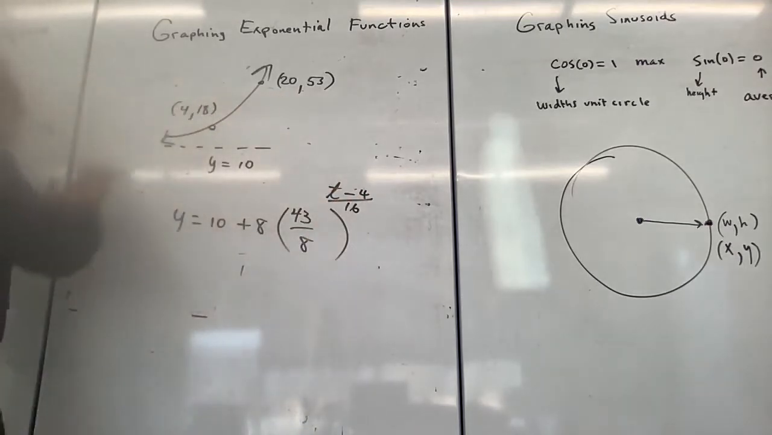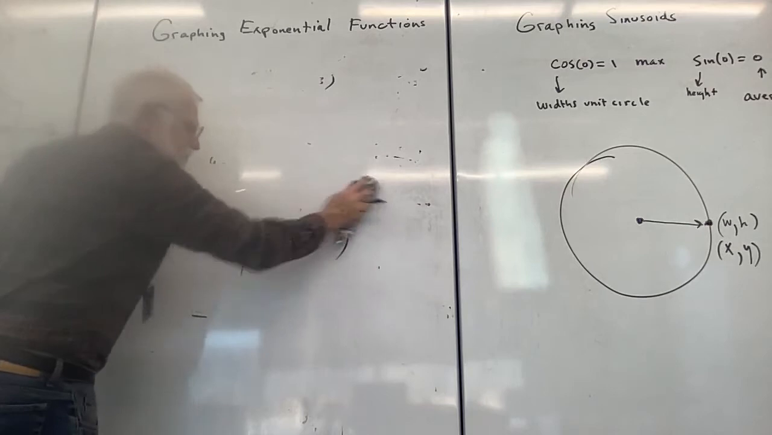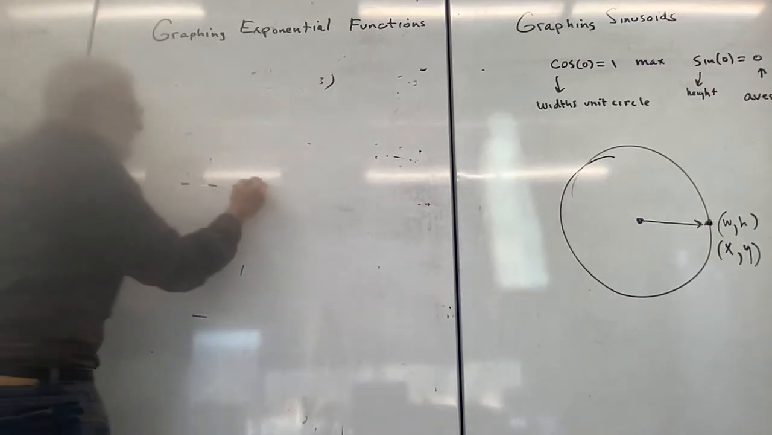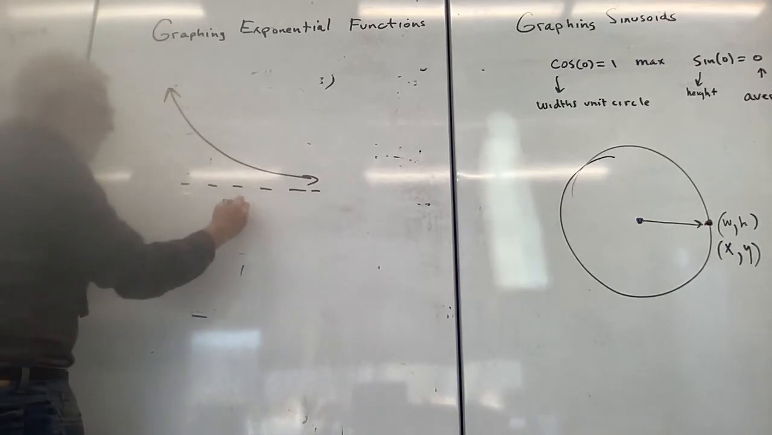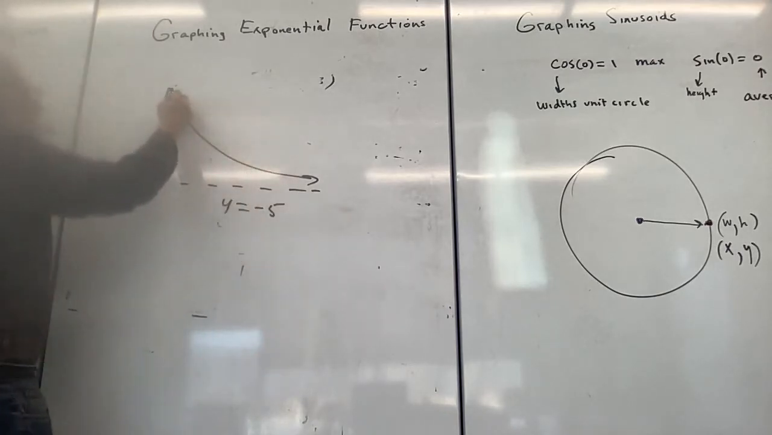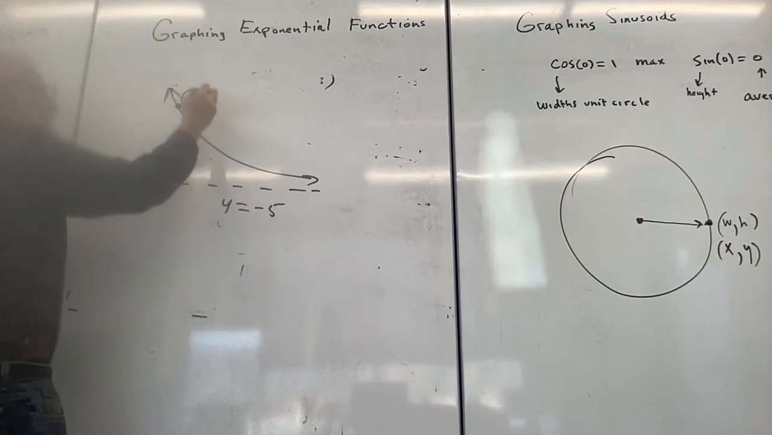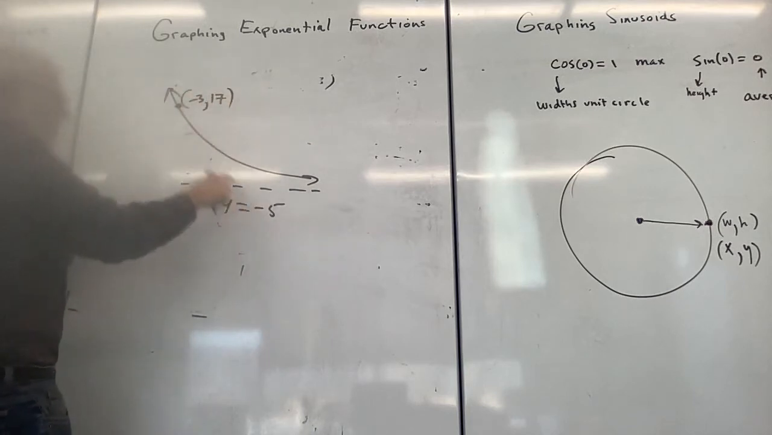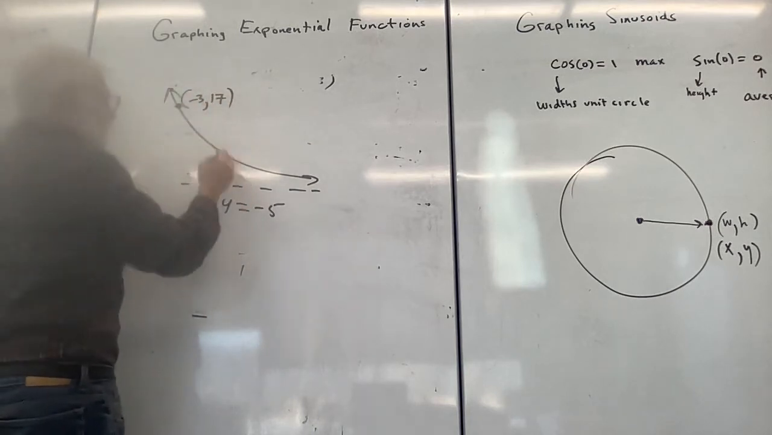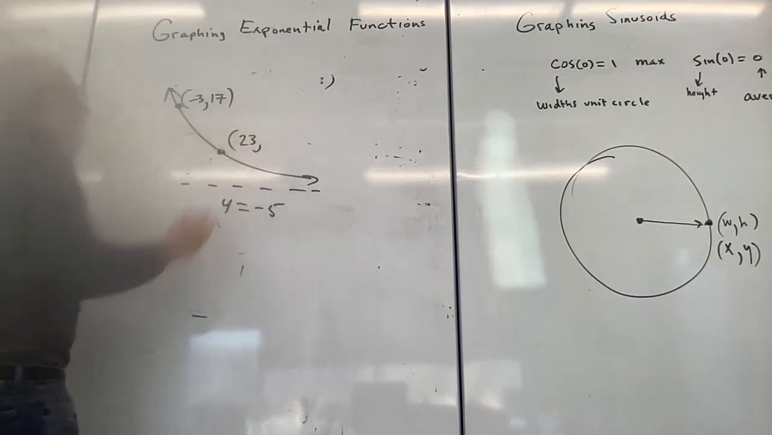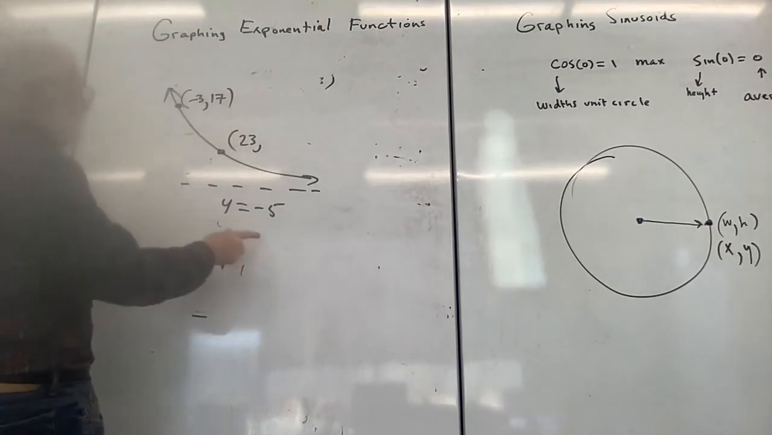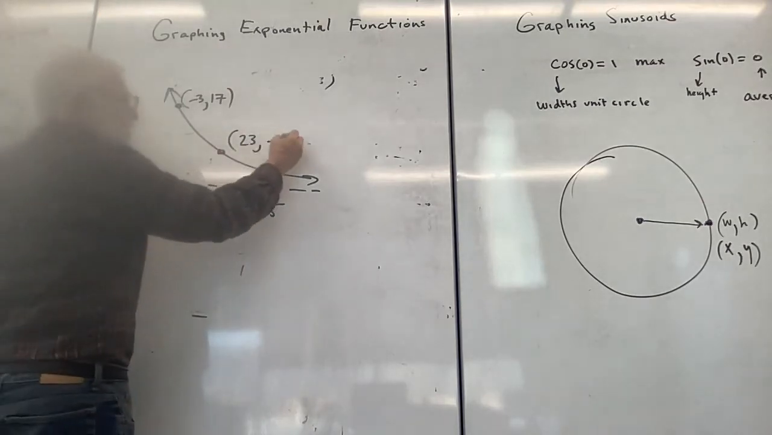Okay, now I'm going to do another one. I'll do exponential decay this time. So let's do y equals -5. Let's go -3 gets you 17. Is that above -5? Yes, it is. And then let's go over here to 23. 23, and that gets me maybe, how about -2?